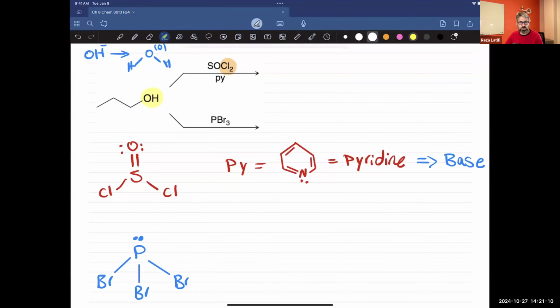And the next one says PY. That's a pyridine compound. It will behave as a base. Why? Because nitrogen has a lone pair, and nitrogen can interact with hydrogen, and if that happens, it will get a positive charge. So it can behave as a base.